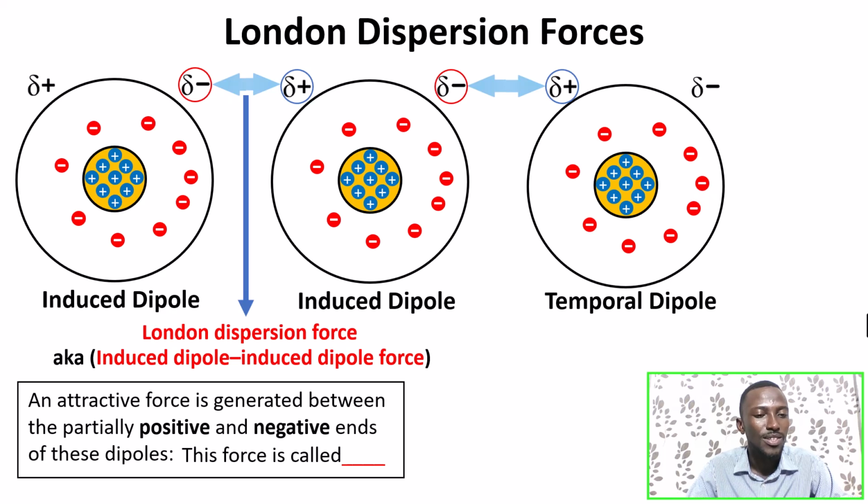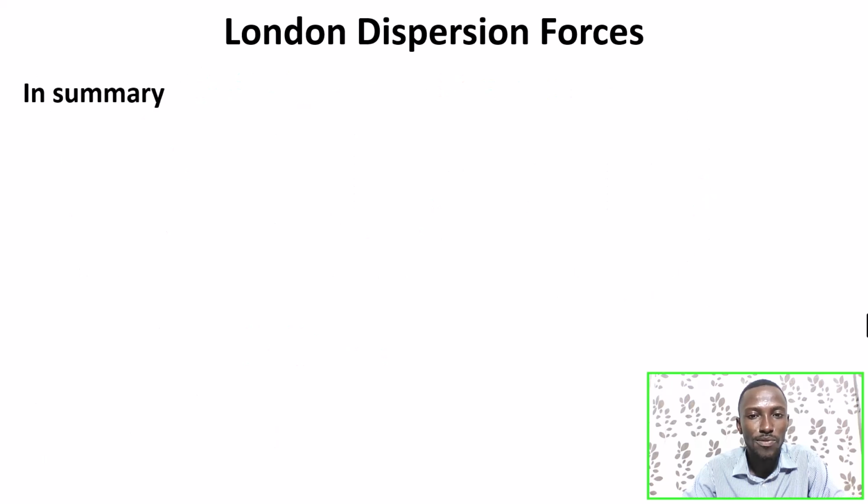Good. So the nickname, induced dipole force, actually describes the type of force going on, because you can see that the atoms are induced dipoles. So the force between them is induced dipole force. If you see induced dipole force, it is the same as London dispersion forces. Or simply put, some people say London dispersion. So that is a brief and interesting explanation of London dispersion force.